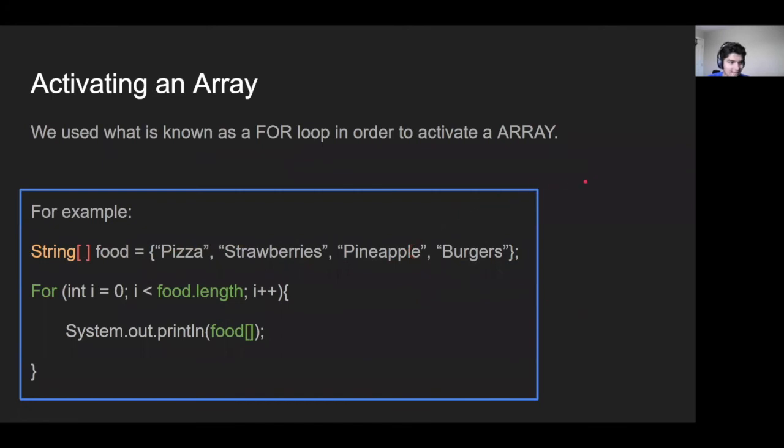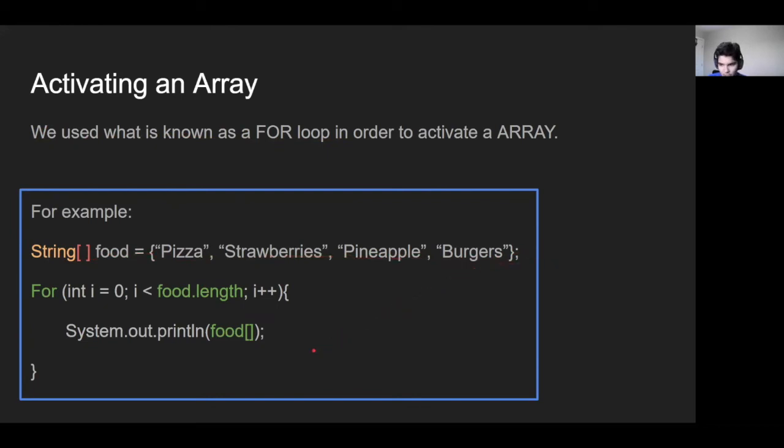Since Booleans can either be true or false, we can just write those variables in any given order. So now activating an array. To activate an array, we use what is known as a for loop. For example, if we have string food up here, we would classify that like other variables. If it was just an integer, we would have int number is equal to 5, semicolon. We classify arrays just like that at the top with variables. So string food, and then pizza, strawberries, pineapple, burgers.